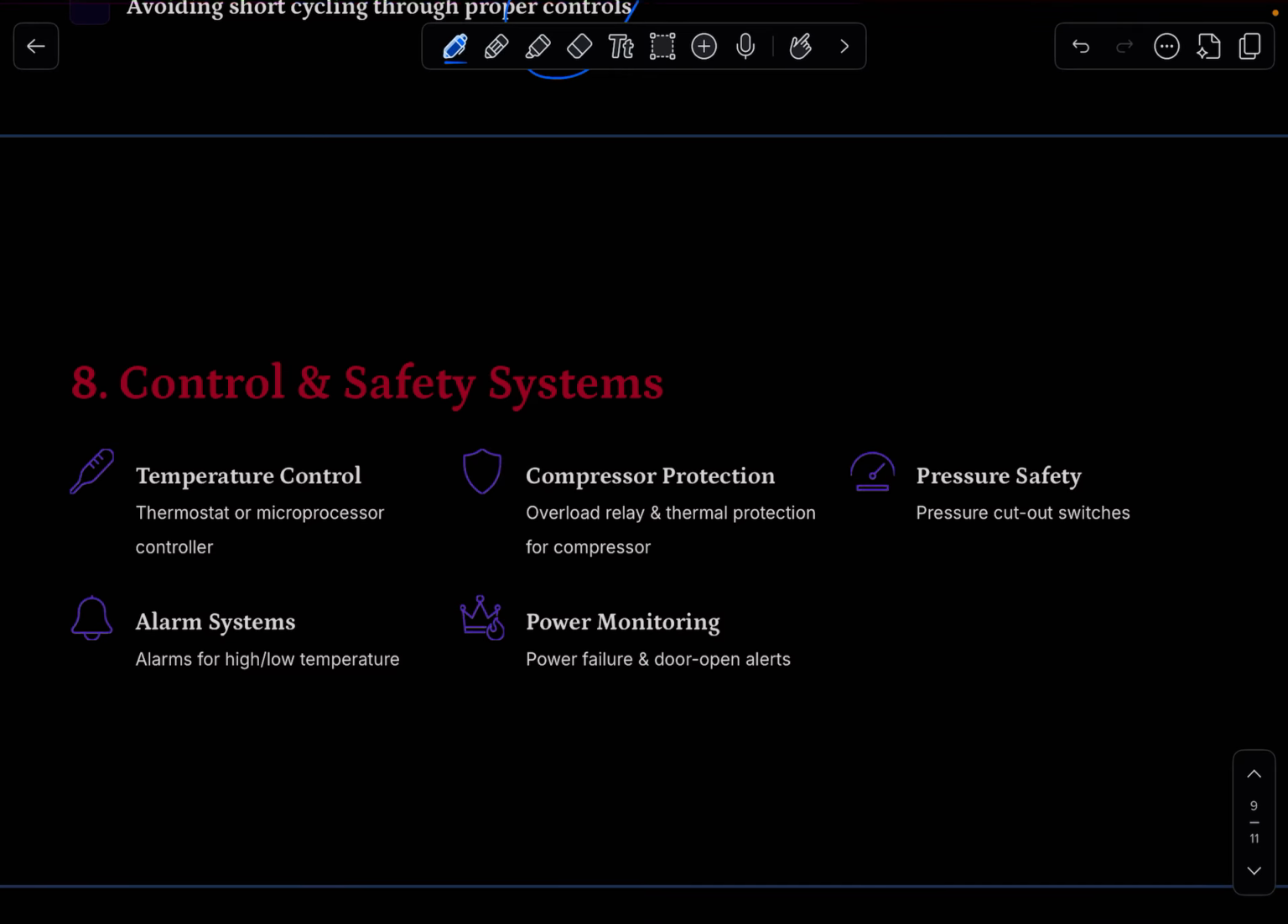And then we need to be careful about other things like some control systems and safety systems, like there has to be a proper cutout, cutout switches which might shut down the compressor if the pressure is too high. Okay, and there has to be a proper thermostat to maintain the temperature. There has to be an alarm system for proper control. Okay, and power monitoring system also, compressor protection system has to be in place. So all these control and safety systems are also important in the design of your refrigeration systems.